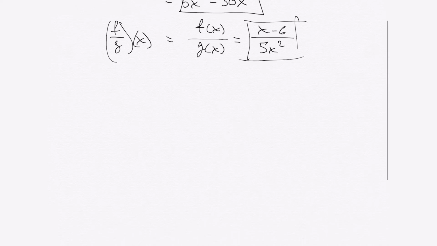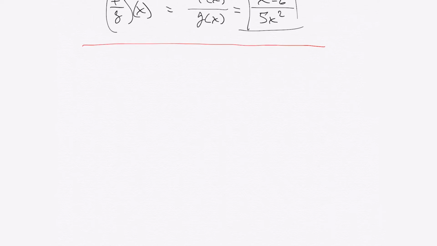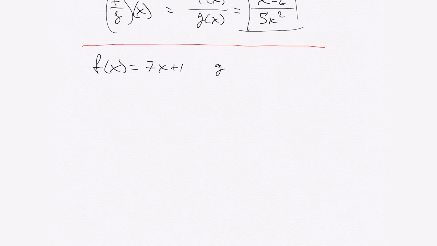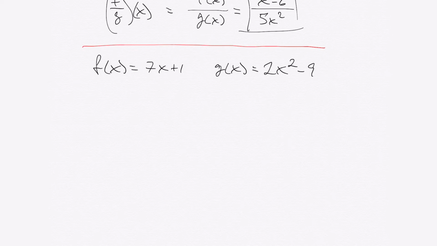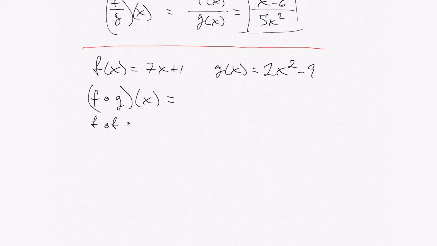And now we're going to finally get into the actual composite of functions. And let's mix it up and use a couple of new functions. Let's work with functions f of x equaling 7x plus 1, and g of x this time will equal 2x squared minus 9. And what I want to do is introduce the notation to you. That's a little open circle between the f and the g this time. And when we read this, we say f of g.